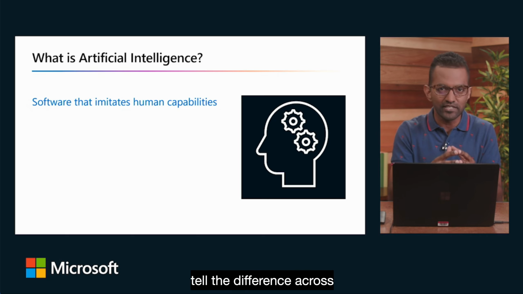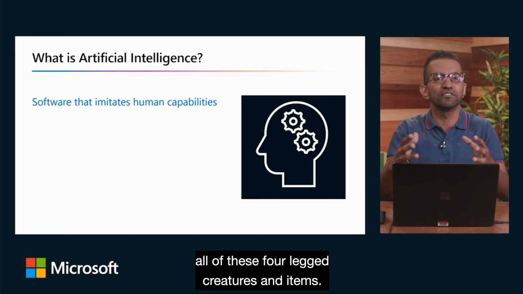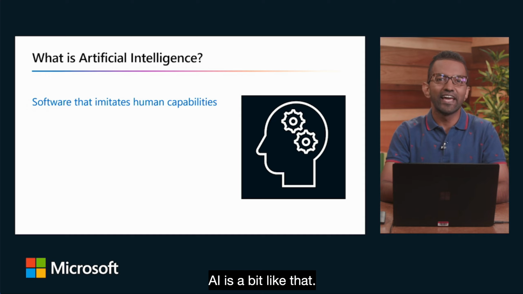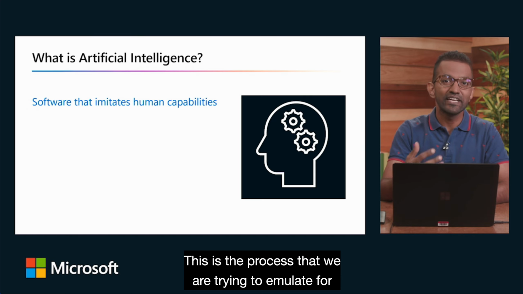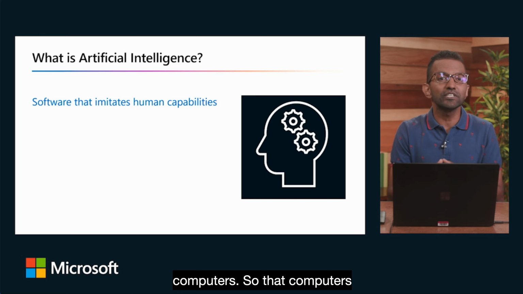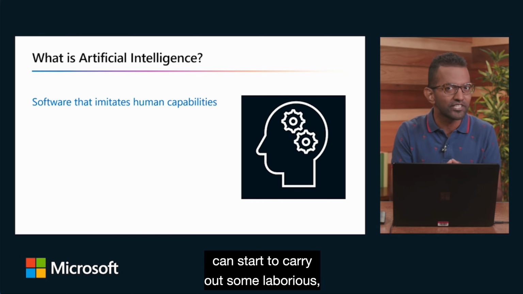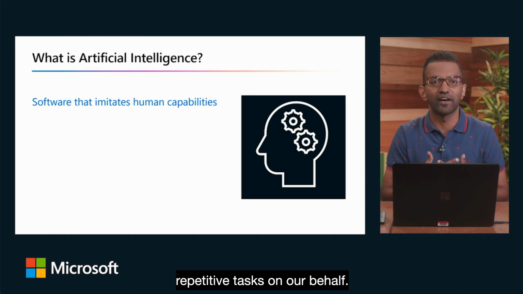And she learns to tell the difference across all of these four-legged creatures and items. AI is a bit like that. This is the process that we are trying to emulate for computers, so that computers can start to carry out some laborious, repetitive tasks on our behalf.